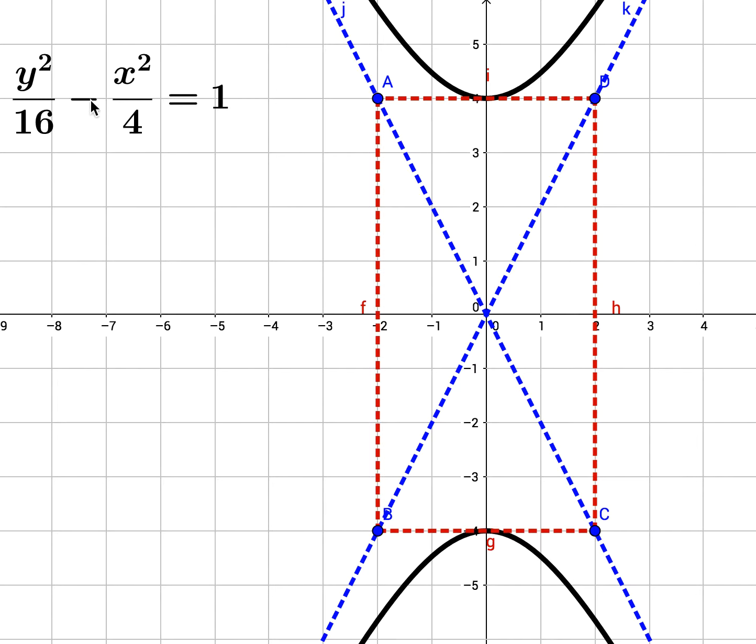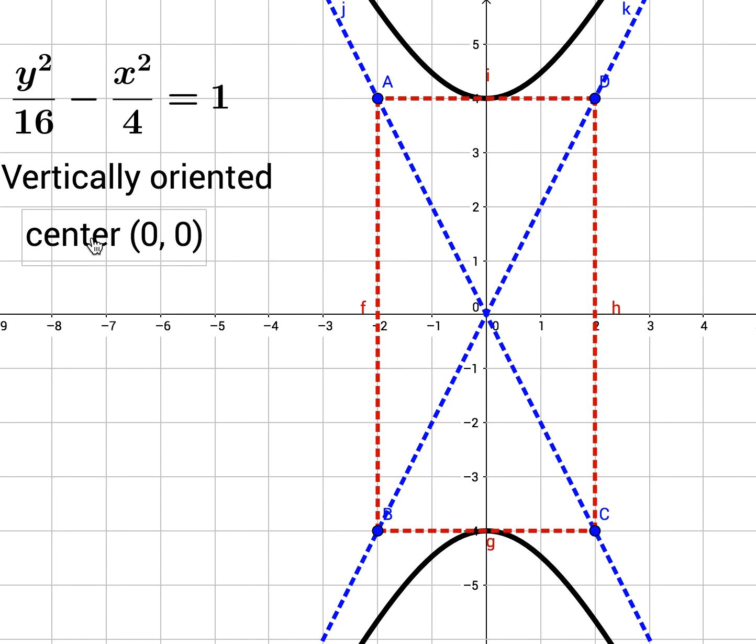16 is greater than negative 4, and 16 is underneath the y. So this is going to tell us this hyperbola is going to be vertically oriented. Followed by, how about the center? As you can see, there's no number being subtracted from x or y. So the center location, h and k, is going to be located at 0, 0.